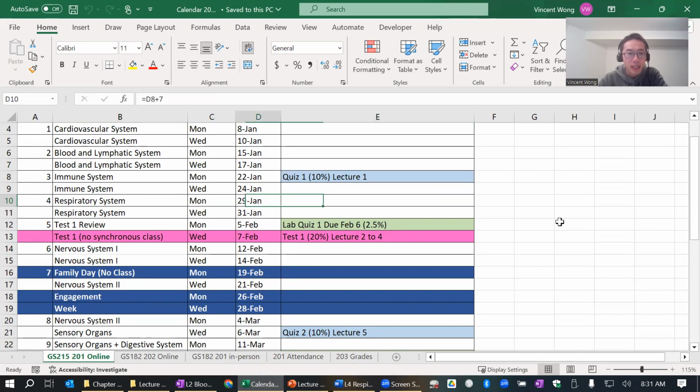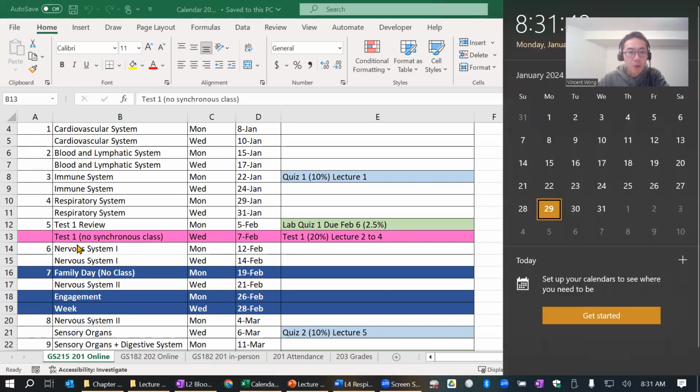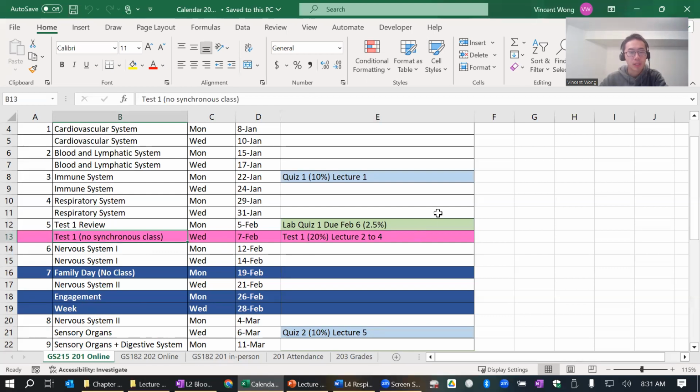Today is the 29th. So respiratory system is relatively straightforward and simple. We will definitely be able to finish it. Next week, we will have a test 1 review. I'll tell you a little bit about the lab quiz as well when more people show up. And then our test is going to be next Wednesday. Okay, next Wednesday. And there will be no synchronous class next Wednesday.